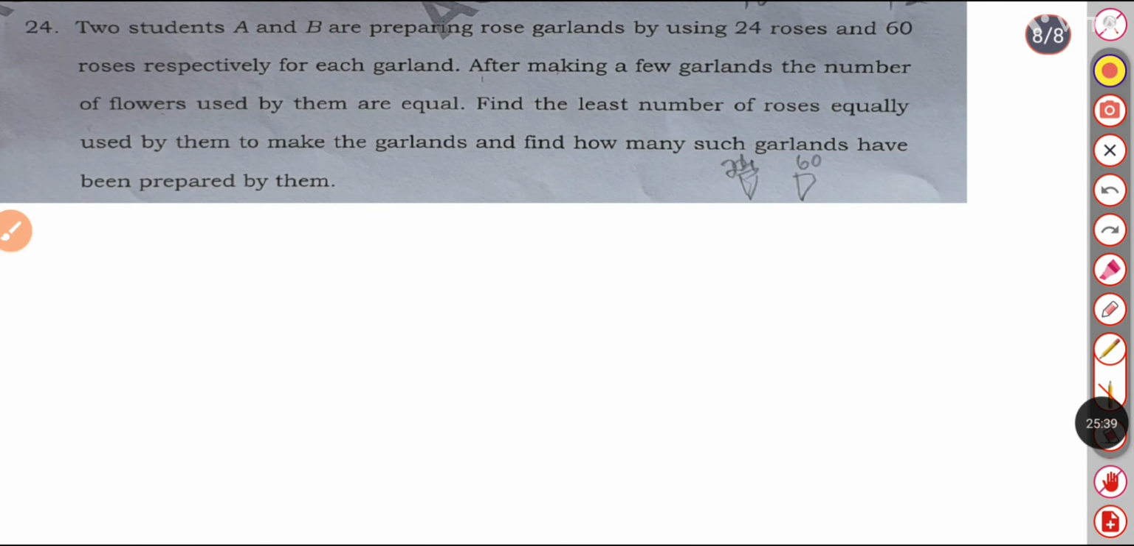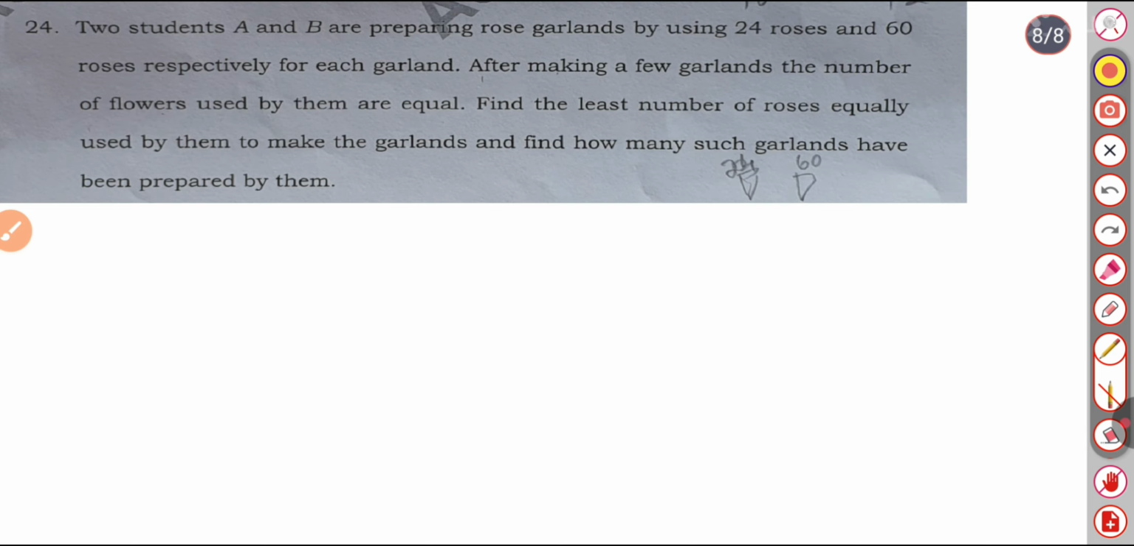Next, question number 24. Two students A and B are preparing rose garlands using 24 roses and 60 roses respectively for each garland. After making a few garlands, the number of flowers used by them is equal. Find the least number of roses equally used by them to make the garlands, and find how many such garlands have been prepared by them.